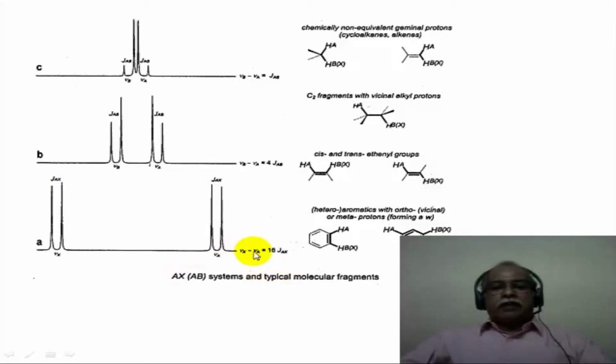When the ratio of the difference in the chemical shift value to the J value is more than 10, normally you see a first order spectrum. You can actually see a first order kind of a spectrum, a doublet of equal intensity and another doublet of equal intensity for an AX system.